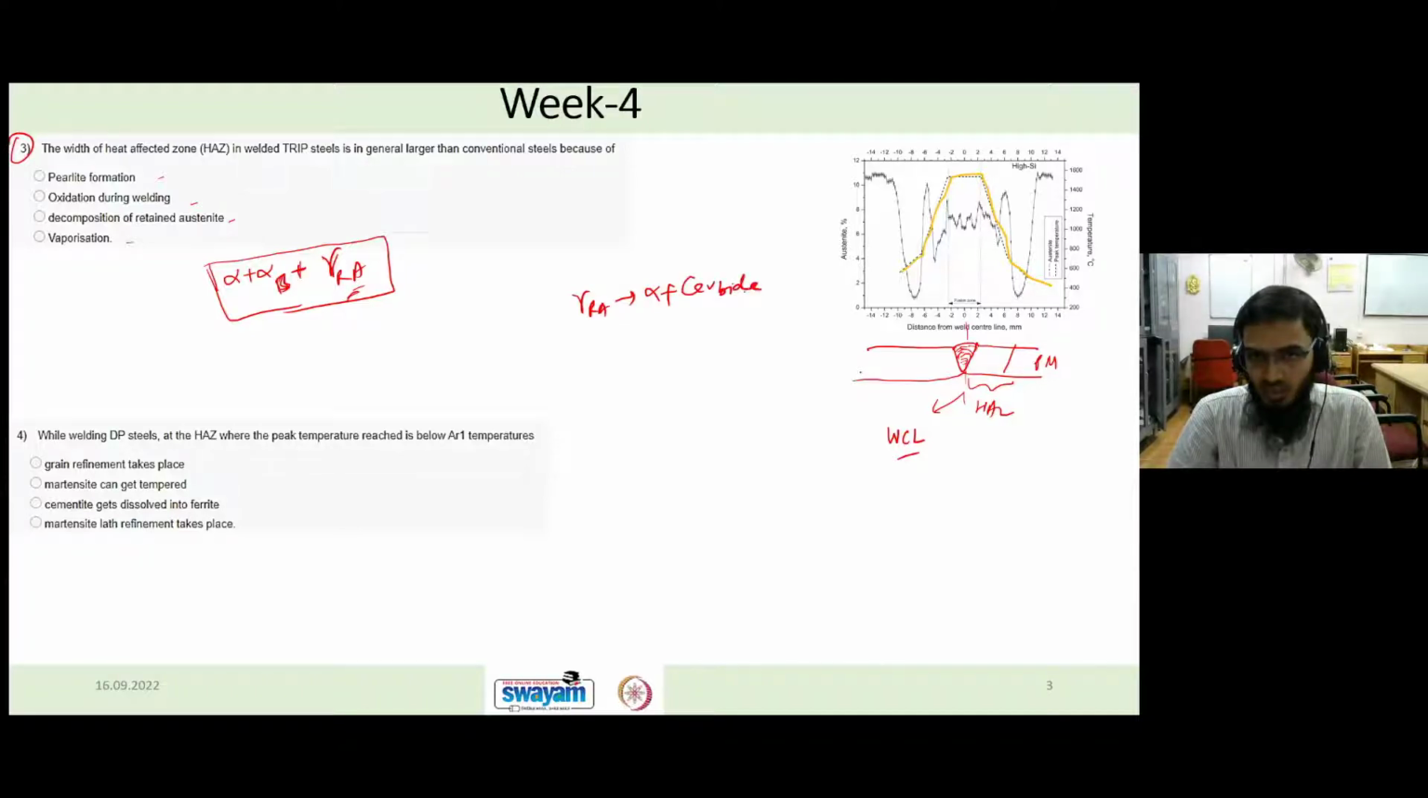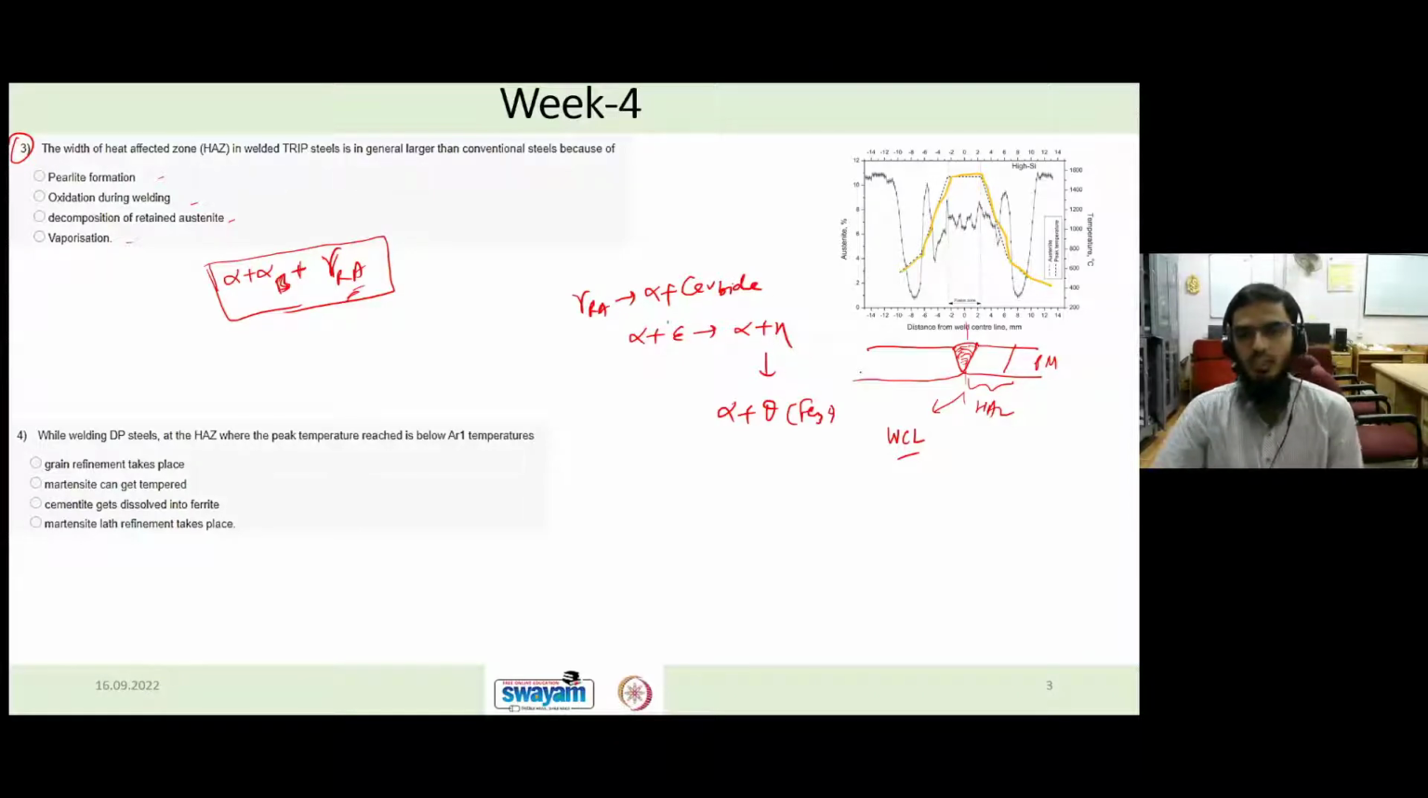So depending on the time that you provide, it can be ferrite plus epsilon carbide, then this carbide will be converting to ferrite plus eta carbide, and then at the end this goes to ferrite plus theta, that is Fe3C. So this is how the transformation of retained austenite into the more stable phases, that is ferrite plus cementite, takes place. And as you can see, during this transformation the amount of retained austenite is decreasing.